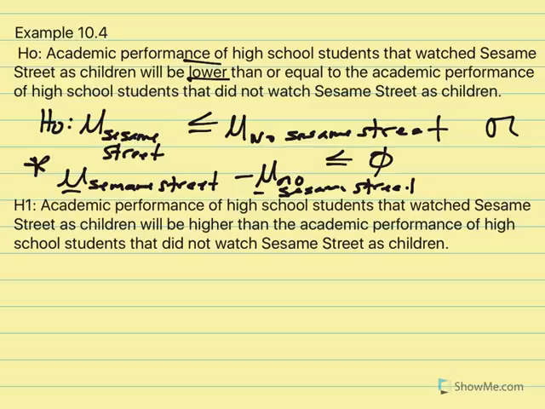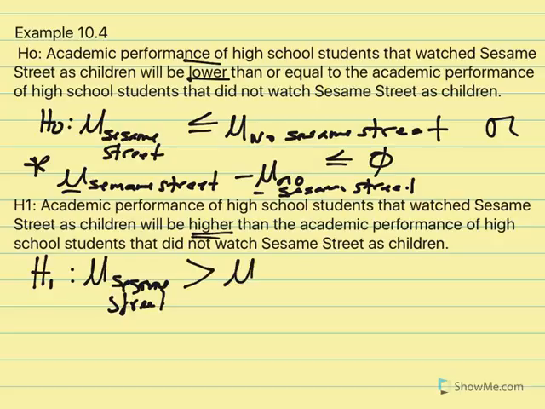The alternative or research hypothesis would be stated in this form. Academic performance of high school students that watch Sesame Street as children will be higher, again directional, higher than the academic performance of high school students that did not watch Sesame Street as children. So the notation would be like this. So the average score of those who watched will be higher than those who do not watch or did not watch.